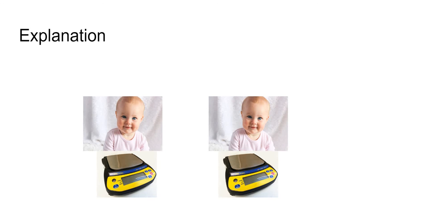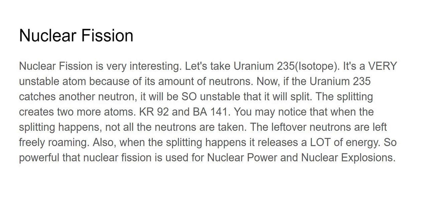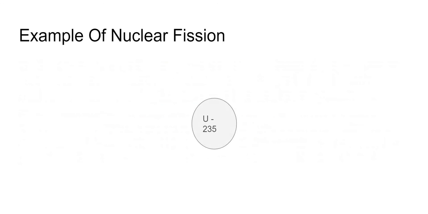And also remember my car example, that if you have the same model of a car, but then the interior features are different. Now, nuclear fission: the most important thing here is that when an atom becomes very unstable, it splits into two more atoms. Here's the example really quick.